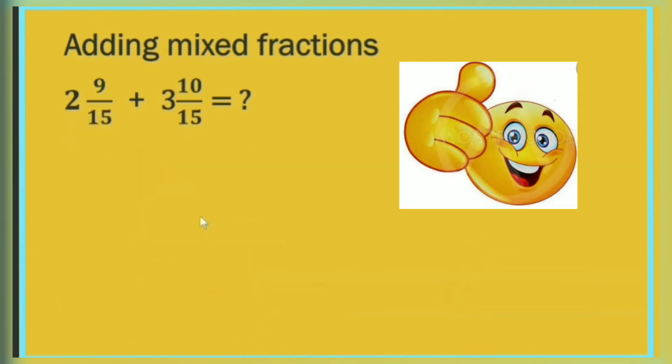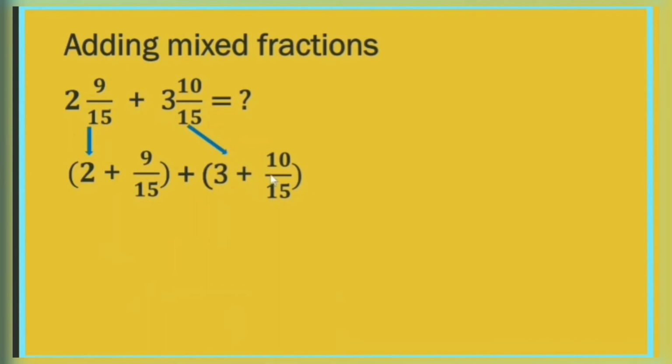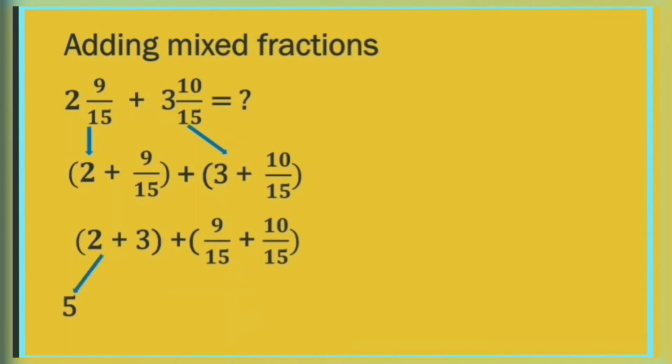Ready for one more example? Let us find the addition of these mixed fractions. So, when you add mixed numbers, you can just add the whole number parts to get the whole number and the fraction parts to get the fraction addition, right? In this case, whole number addition is 5 and the fraction addition, since it is like fractions, you can add the numerators and keep the denominator as it is. We get 19 upon 15.